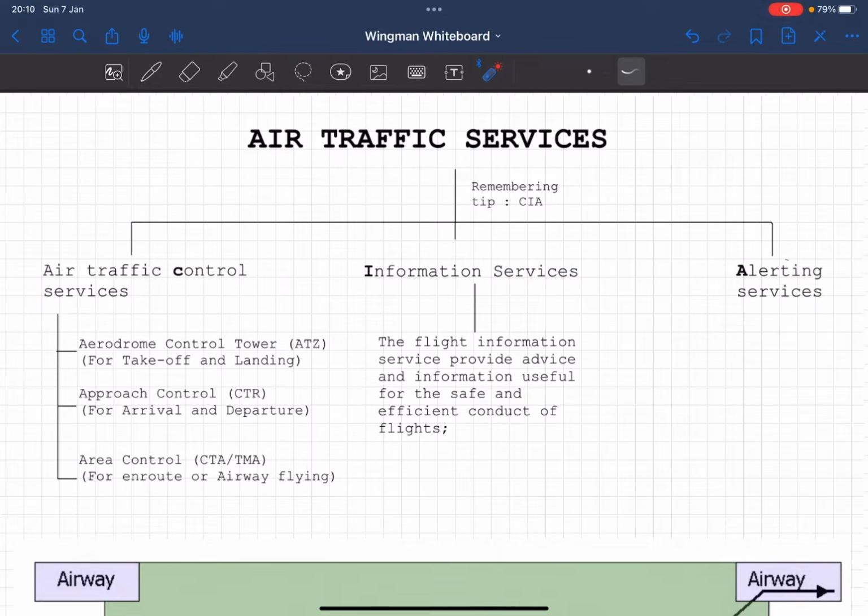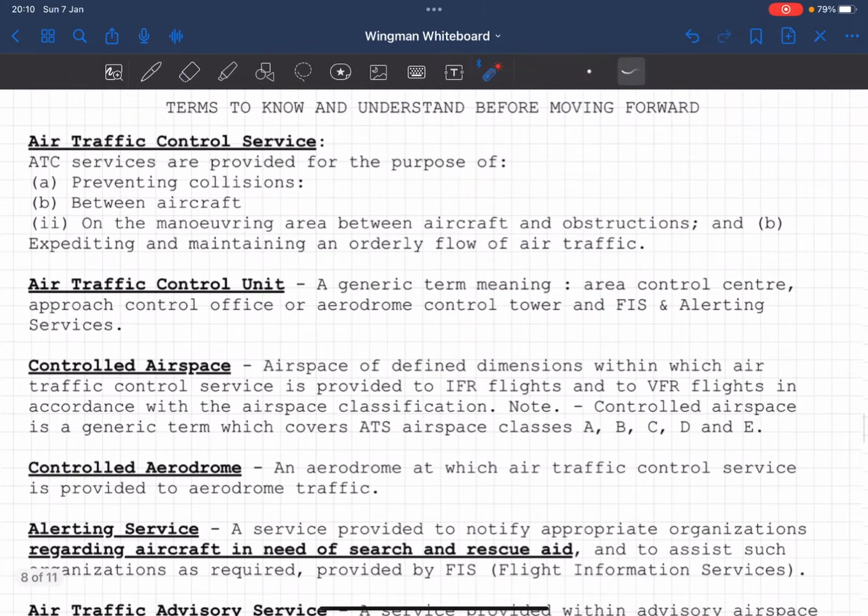So what are the main objectives of this service? See the main objectives here, if you read here, it says the air traffic control services' main objectives are to prevent collisions between whom? Between aircraft, and on the maneuvering area between aircraft and obstructions. And the second objective is to expedite and maintain an orderly flow of air traffic.